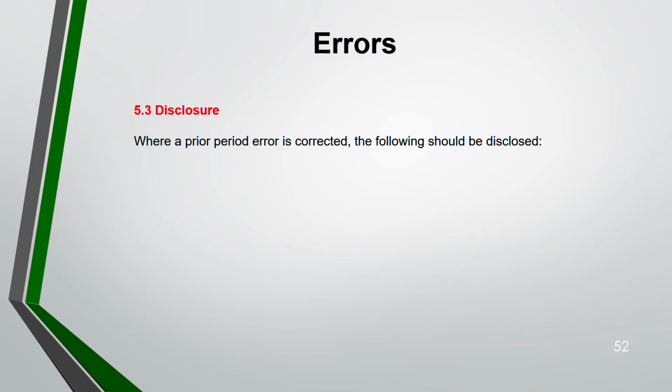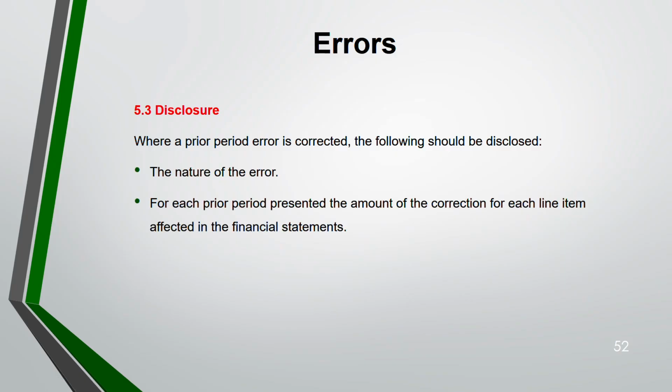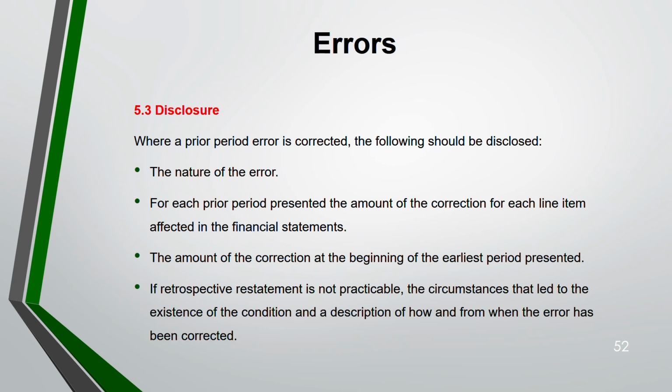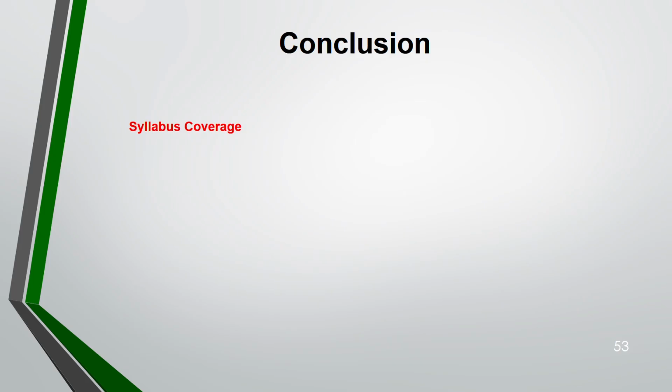Now, disclosure. Where a prior period error is corrected, this has to be disclosed: the nature of the error; for each period presented, the amount of the correction for each line item affected in the financial statements; the amount of the correction at the beginning of the earliest period presented; and if retrospective restatement is not practicable, the circumstances that led to the existence of that condition, and a description of how and from when the error has been corrected. So that's it. We have finished IAS 8 very beautifully.